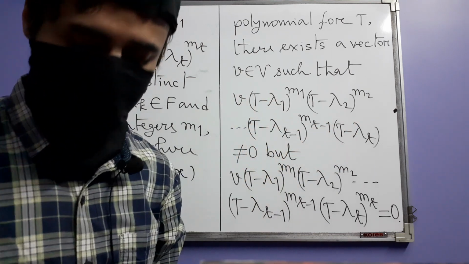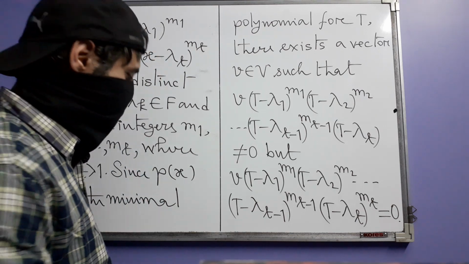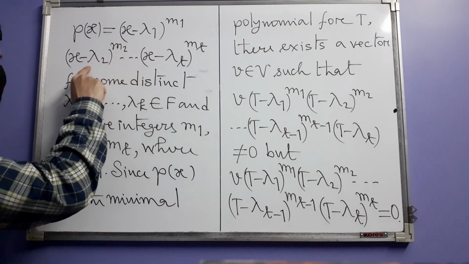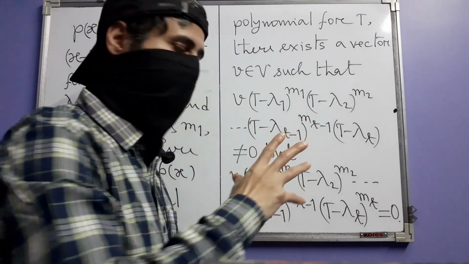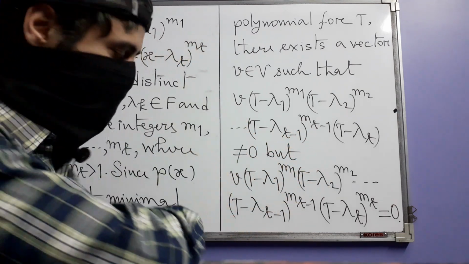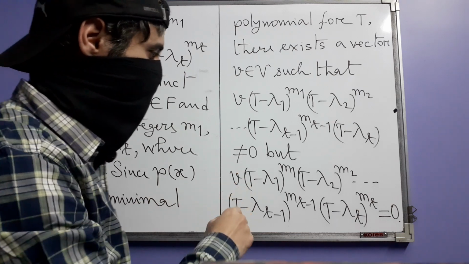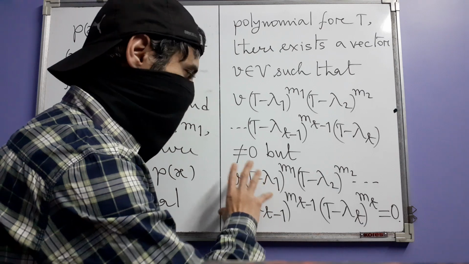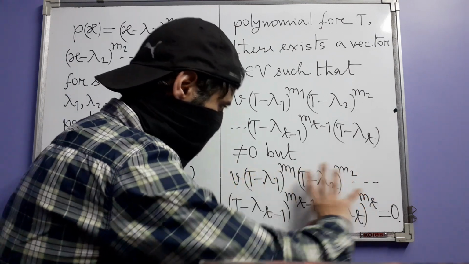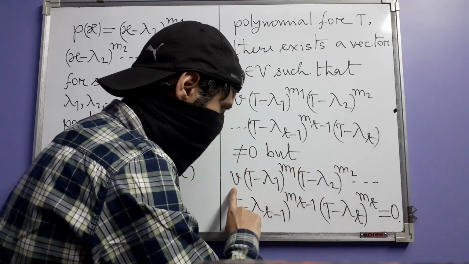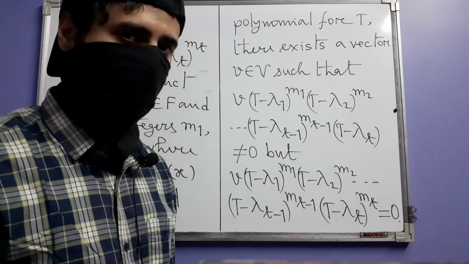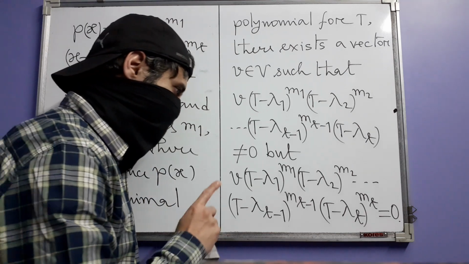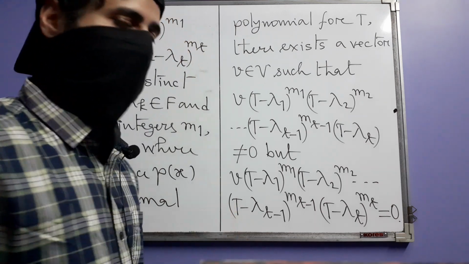But at the same time, if in the original p of x you write t in place of x, obviously you get the 0 operator, because p of x being the minimal polynomial for t also annihilates t. And when you apply the 0 operator on V, you are going to get the 0 vector, right? Okay. But this means something has gone wrong.